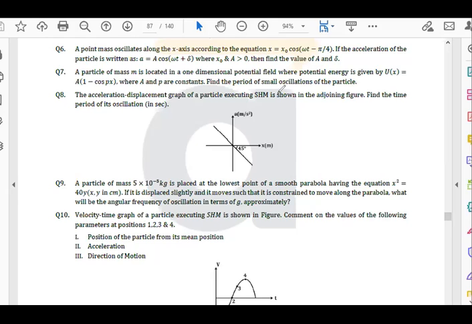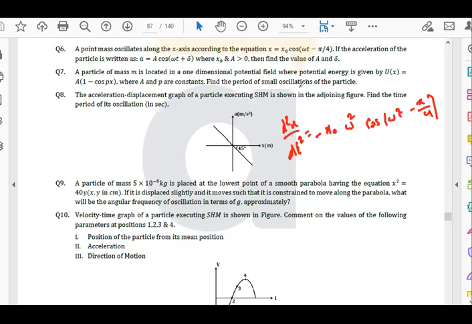It is a conceptual problem, you don't have to solve much. X is given, you have to find A. So d square x by dt square is equal to what? Negative x naught omega square cos omega t minus pi by 4. Yes or no? That is minus omega square x. Agree? This is basic formula, everyone.